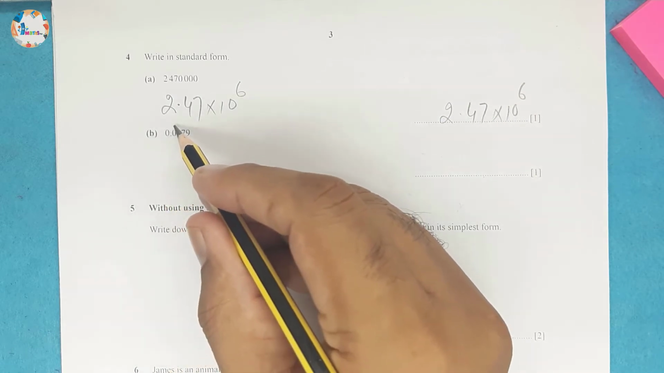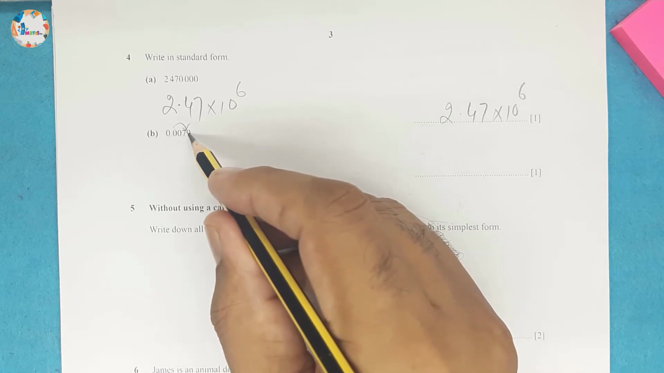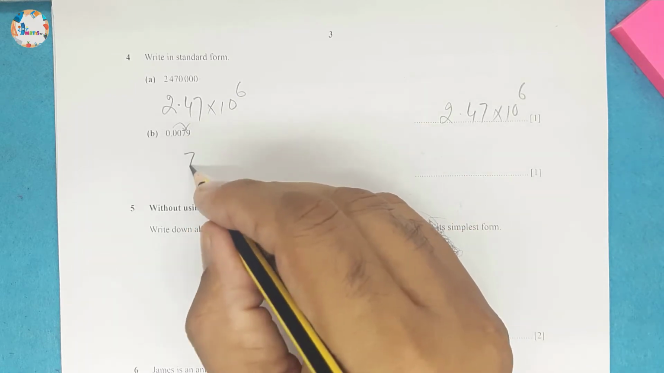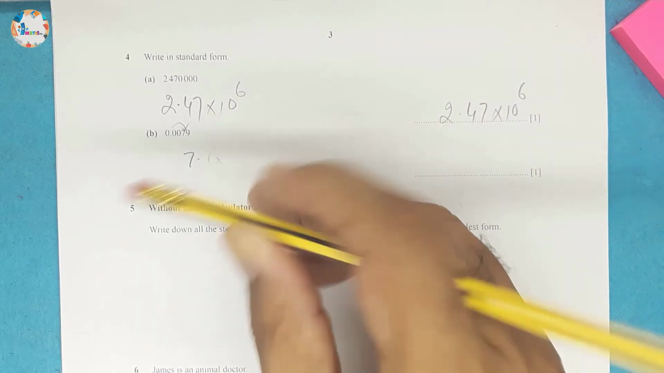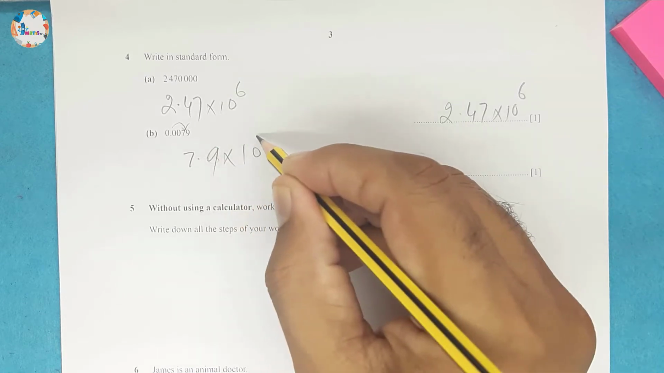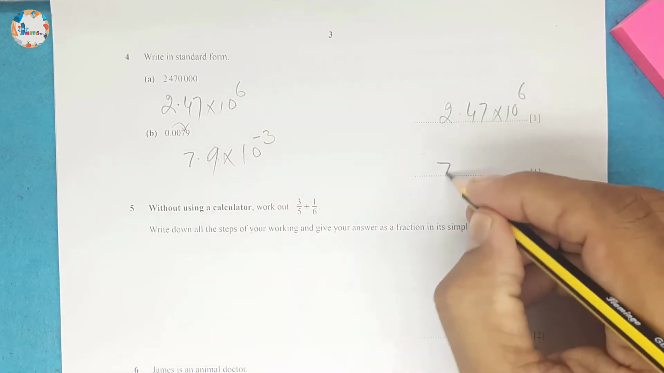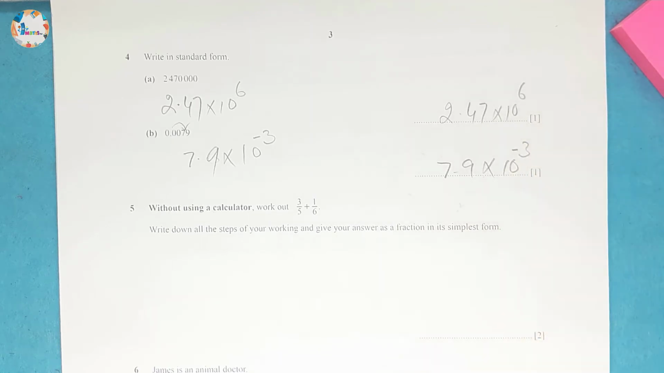Then for this one we have to shift the decimal to between 7 and 9. So there will be 3 jumps to the right. A jump to the right will be negative, so it will be 7.9 into 10 raised to the power minus 3. So 7.9 into 10 raised to the power minus 3 will be the answer for this.